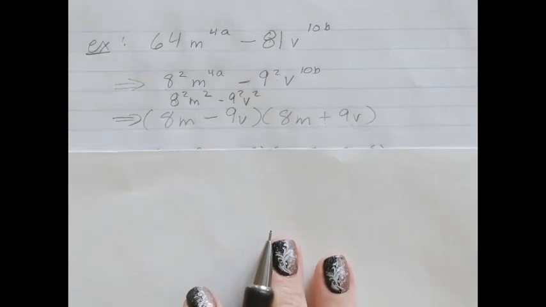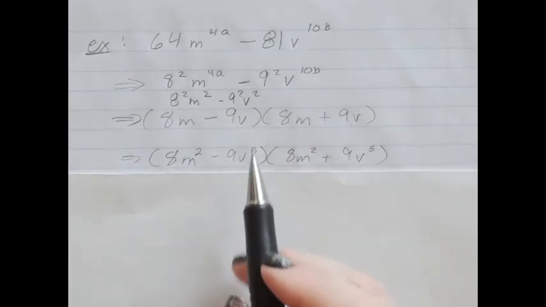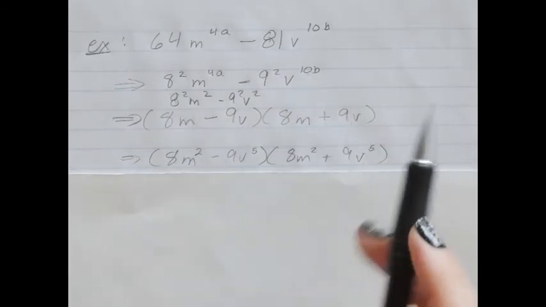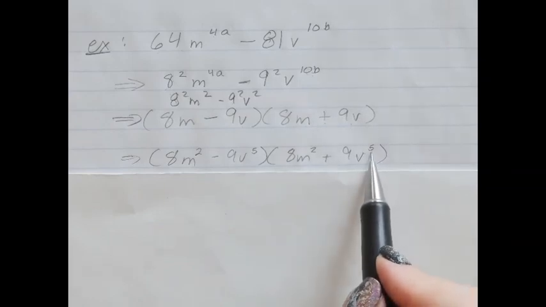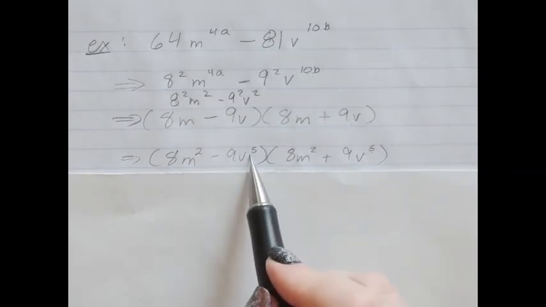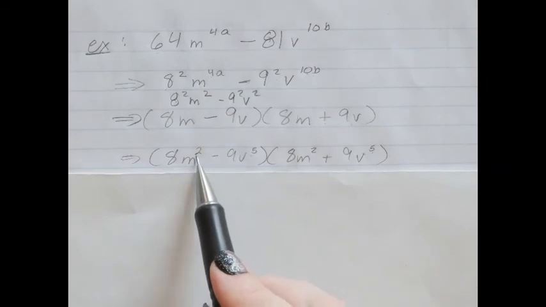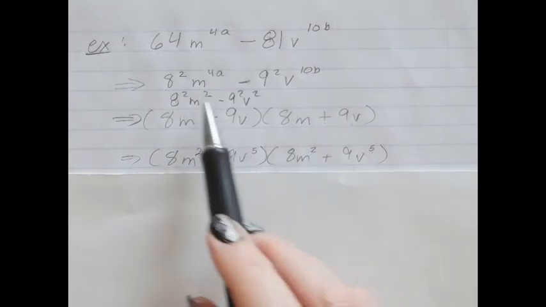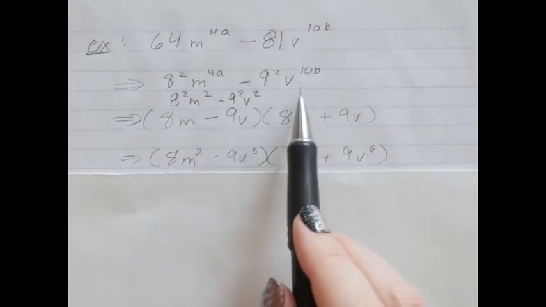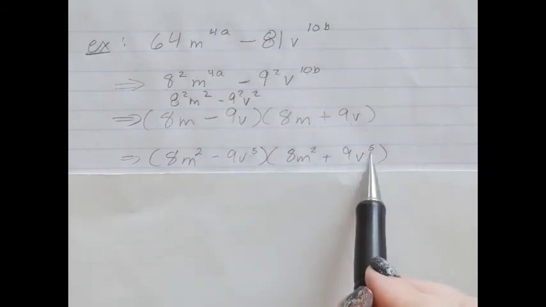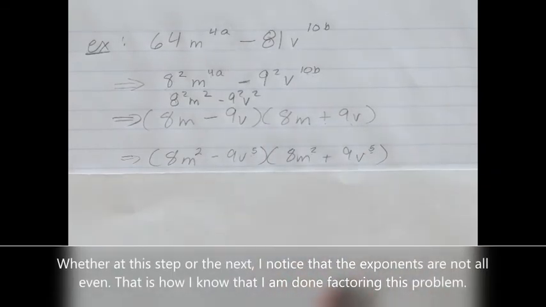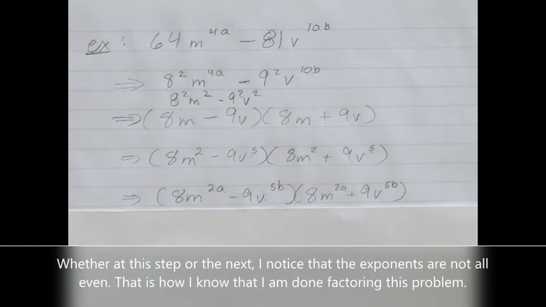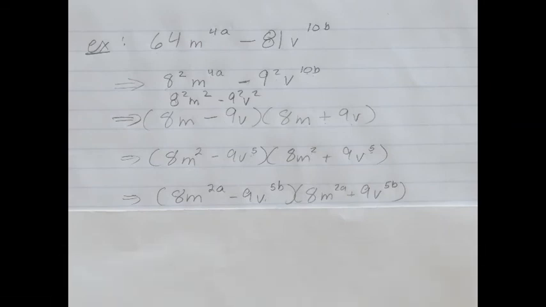What I'm going to do next is I'm going to deal with the 10. Half of 10, or an even split of 10, is 5 and 5. An even split of 4 is 2 and 2. So the m I split into 2 and 2. The v I split into 5 and 5. My next step then is to put in the correct variables in my exponents. The m's had the a, and the v's had the b's. Again, you always put it in as an afterthought. That's it.